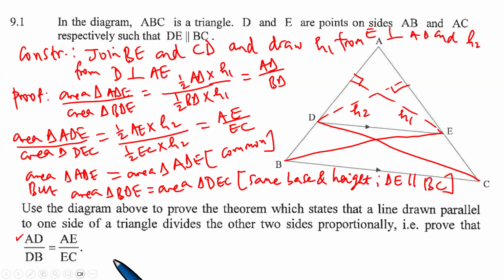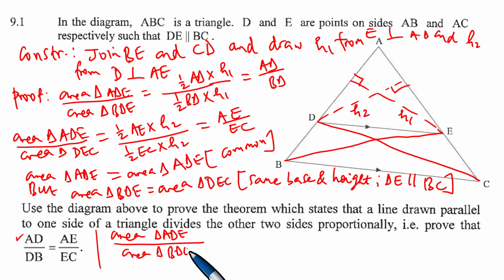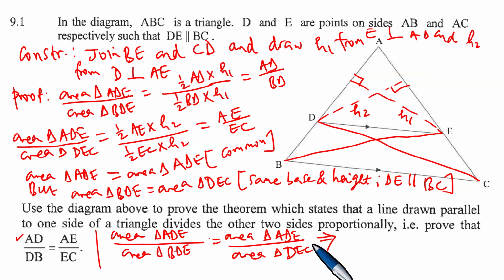Now, if you look at this very carefully, what we're able to observe is that area triangle ADE over area triangle BDE, area triangle ADE over area triangle DEC. So as a consequence, we can say therefore that this area over area is equal to this area over area. And obviously the top one is AD over BD, the bottom one is AE over EC, like this. And therefore, we have concluded the result.